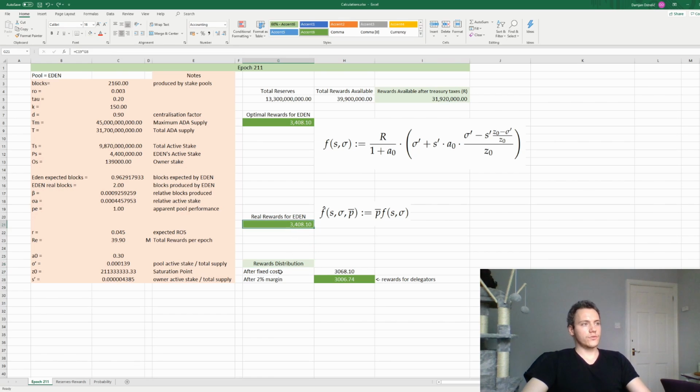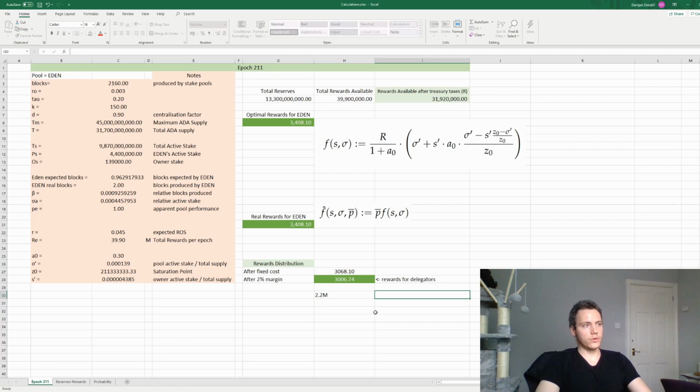So from this number, the first thing that's going to happen is we're going to take out the fixed cost. This will only be taken out if we have rewards, but we take out 340 ADA, the minimum pool cost, and then from this number we take out the 2% margin. So as you can see, the margin is actually only 62 ADA, and the rest is distributed among delegators. So for example, I had 4.4 million total stake, so if someone delegated 2.2 million to my pool, they would get 50% of the rewards, which would mean they get exactly 1,500 ADA in rewards.